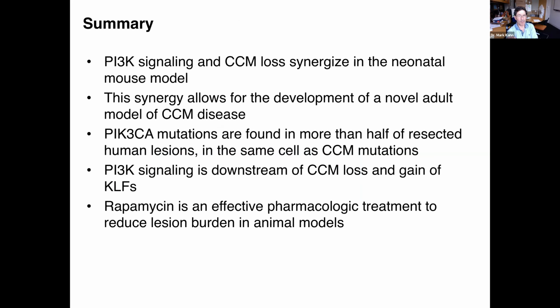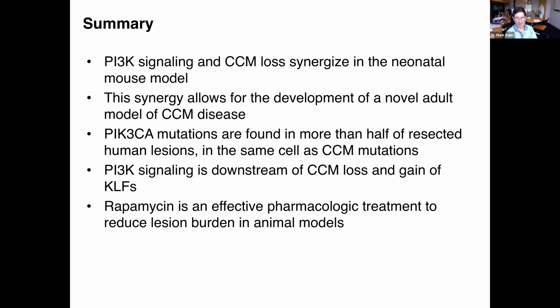So the summary for our part of the talk is that PI3 kinase signaling and CCM loss of function synergize in the neonatal mouse model. The synergy is required for the development of lesions in the adult. Either one alone is not sufficient in an adult animal. We can go into why that is if people have questions.